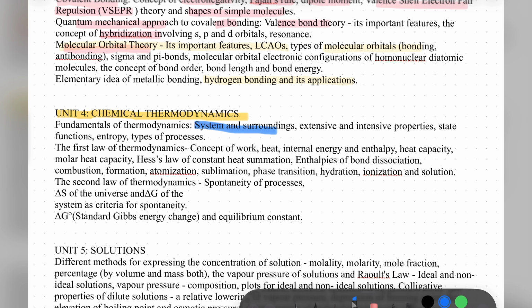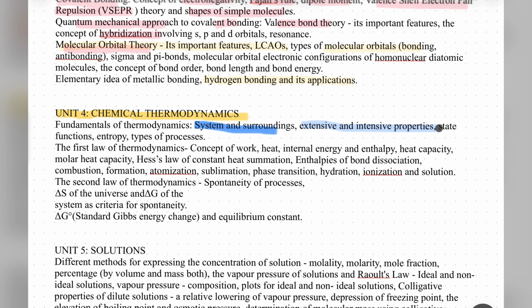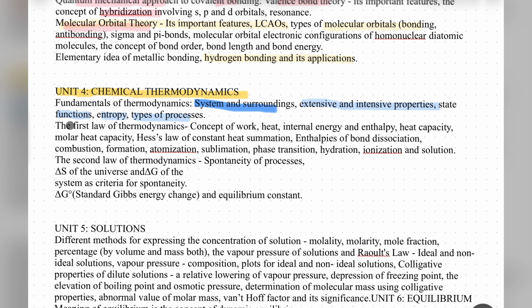System and surroundings. Based on this, many questions will be asked. What is the system? And one more: properties, that is, extensive and intensive properties are there. A compulsory question will come on state function, path function, entropy, and the type of process. Right? First law of thermodynamics, second law of thermodynamics, concept of work, heat, internal energy, enthalpy, and heat capacity.